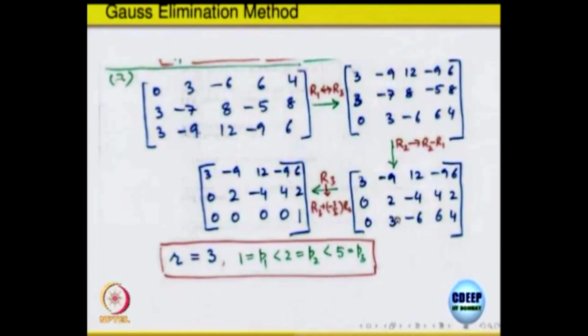So how do I make this 0? Again, if I multiply by something and add here, I should get 0. So what should I multiply here by? Minus 3 by 2, add it here, I get 0. So this operation is R3 goes to R3 plus minus 3 by 2 multiplied by R2. So that comes to this form, and that is in row echelon form, right, because there are no more rows left at the bottom, we are finished.